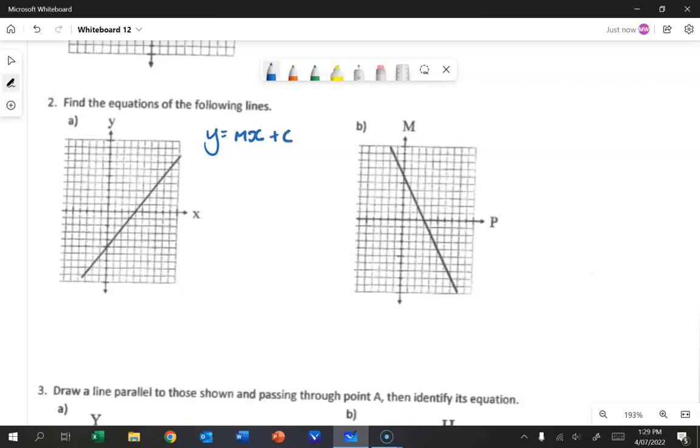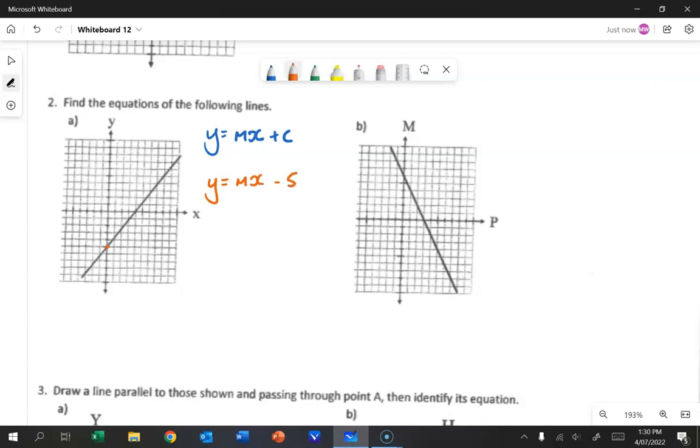I go looking for the c value first, the constant, and the constant is where it passes through the y-axis. So I can see that that happens at -5. So far as I build my equation, I've got y equals, I still don't know the gradient yet, -5.